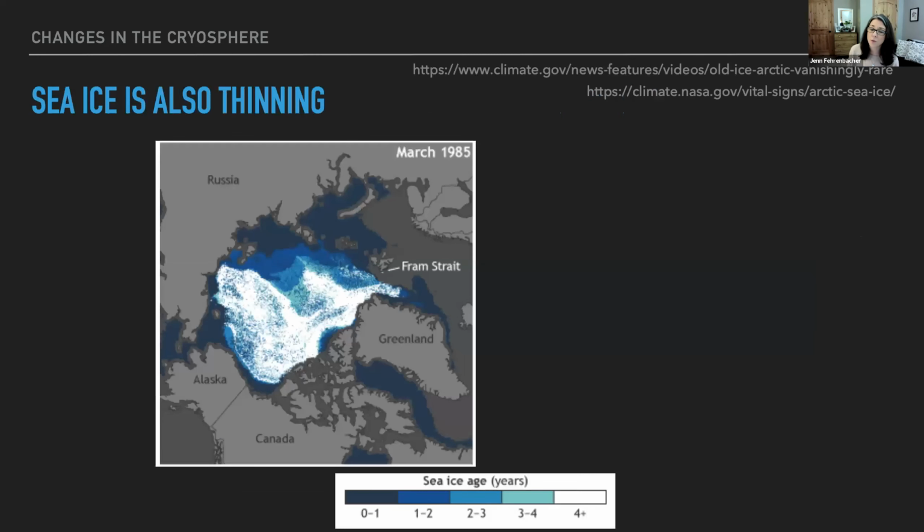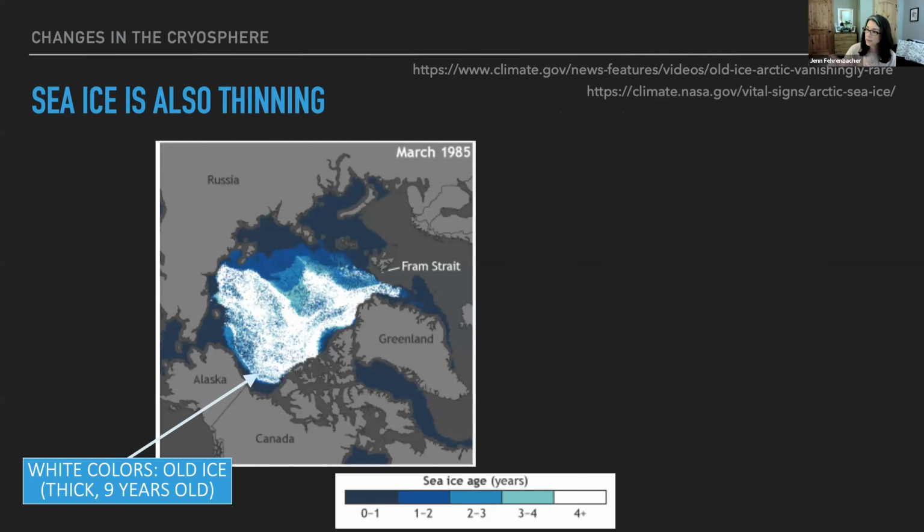So we can look at this in another way. We can look at what's happening in the cryosphere by looking at how thick or thin sea ice is. This is a satellite measurement showing how thick the ice is, and on the bottom, it equates thickness to the ice's age. The white colors are old ice. On the graph on the bottom, it says +4, but it's actually about, some of that ice is on the order of 9 years old. And there's a lot of it.